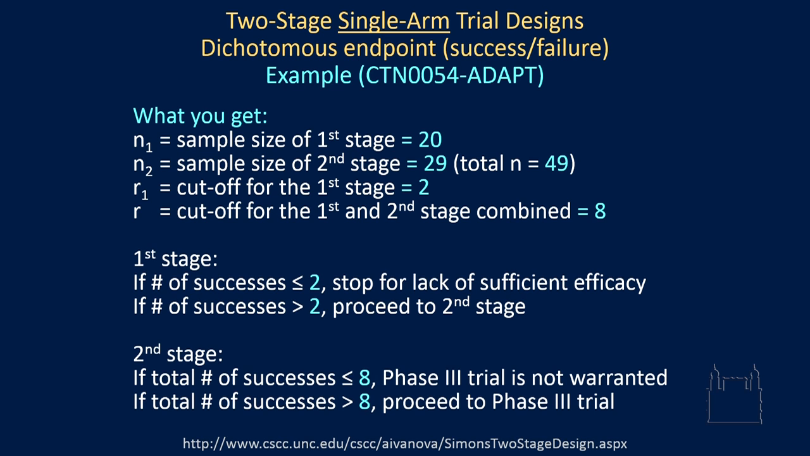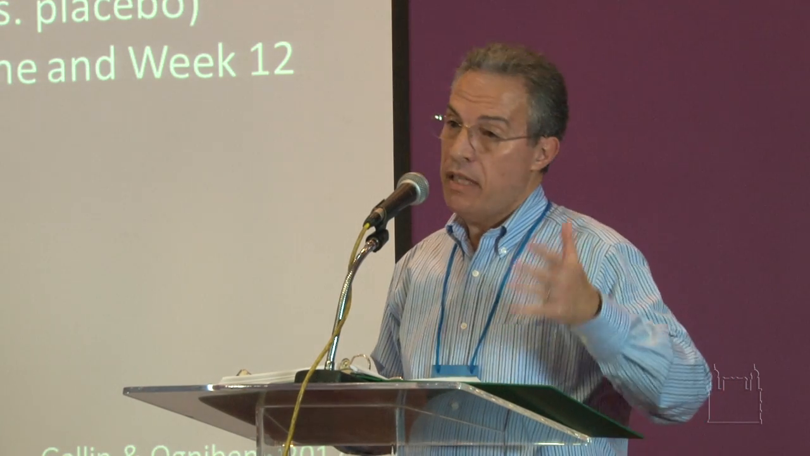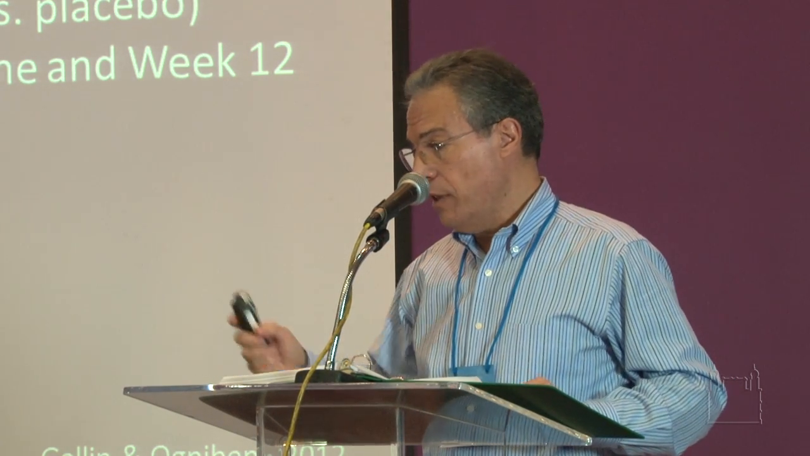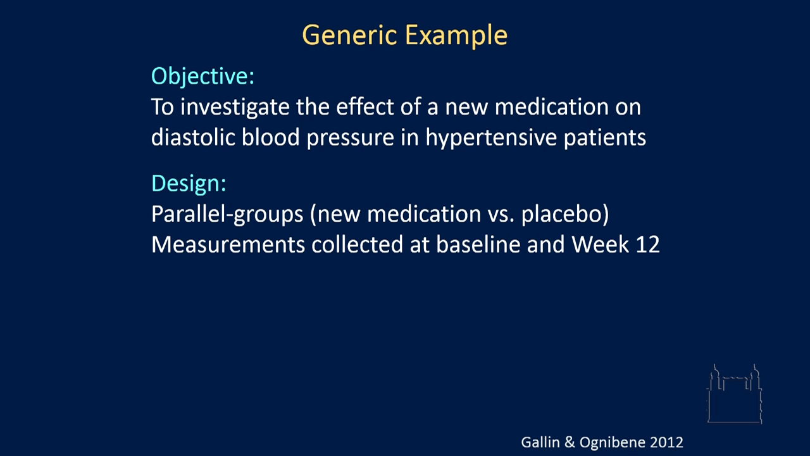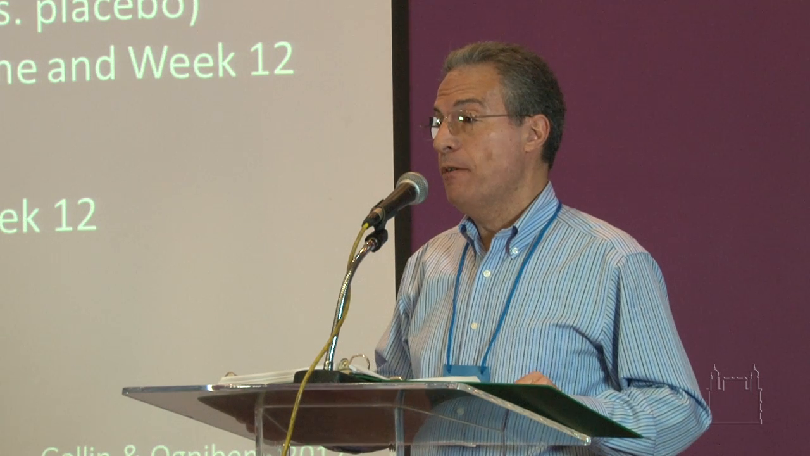So the objective: I want to investigate the effect of a new medication on diastolic blood pressure in hypertensive patients. So this is the investigator, you, coming to me and saying, this is what I want to do. Okay, good. And let's say that we've talked and we decided to do parallel groups, the new medication versus placebo, and the measurements are collected at baseline and at week 12. And the primary endpoint is the change between baseline and week 12. Okay.